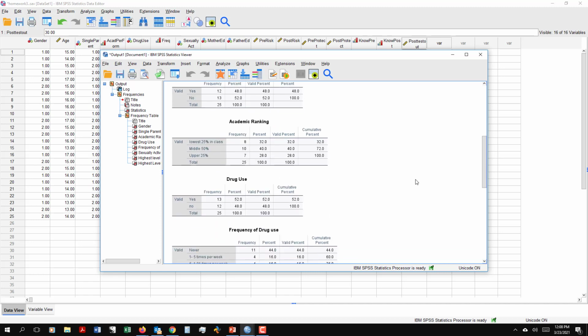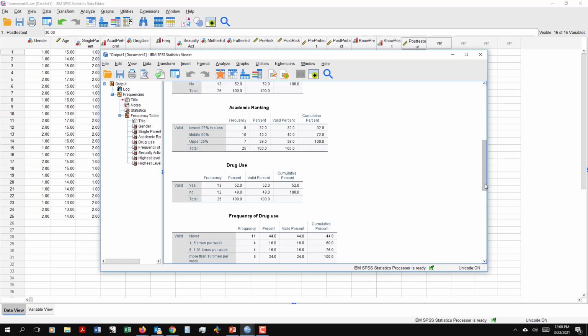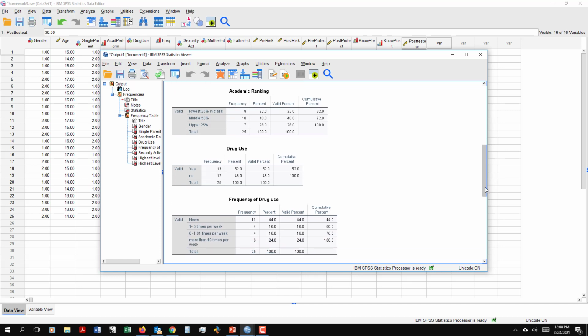Academic ranking: are they in the lowest 25% of the class, the middle 50% of the class, or the upper 25% of the class? Here we have our frequencies, and we have that 40% of those in our program are in that middle 50% of the class, but 72% together are in the middle or below. So the majority of those participating in our program are in the middle or below the 50% level in terms of their academic ranking. So they're not ones who are achieving a higher level.